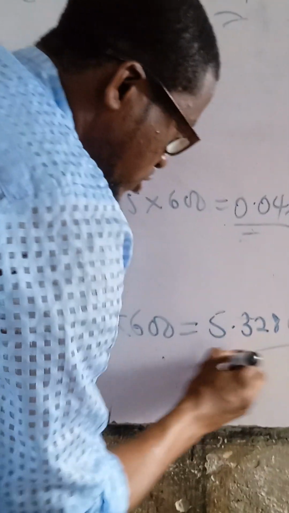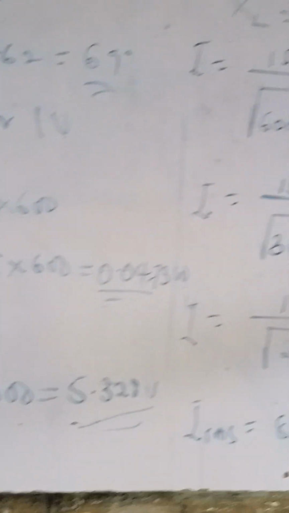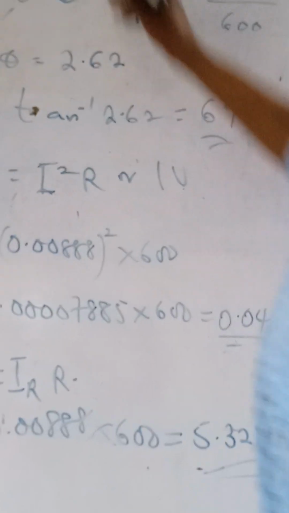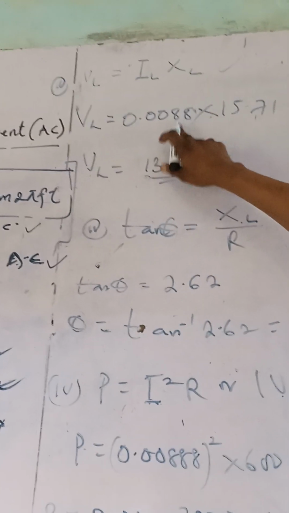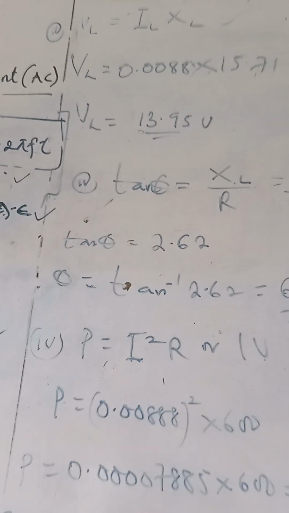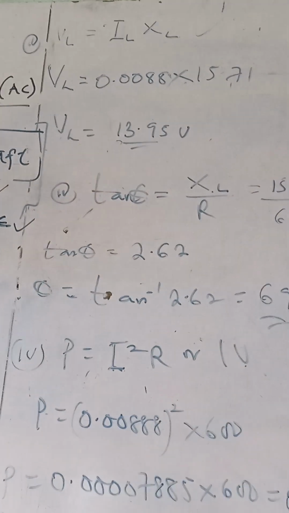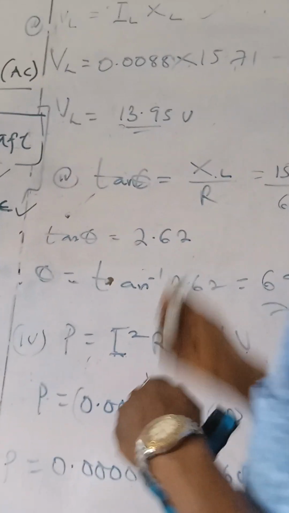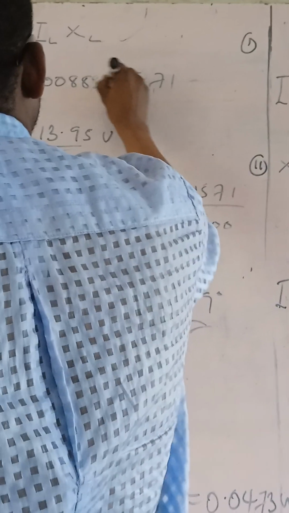5.328. And this can be what? Voltage. We are looking for voltage. So it should be what? Volt. Okay, please confirm this by using the 0.00888. Let's add that 8 in and see if the value still remains the same. 13.9. Okay, it means there is an 8 missing here, please. So that is the end.